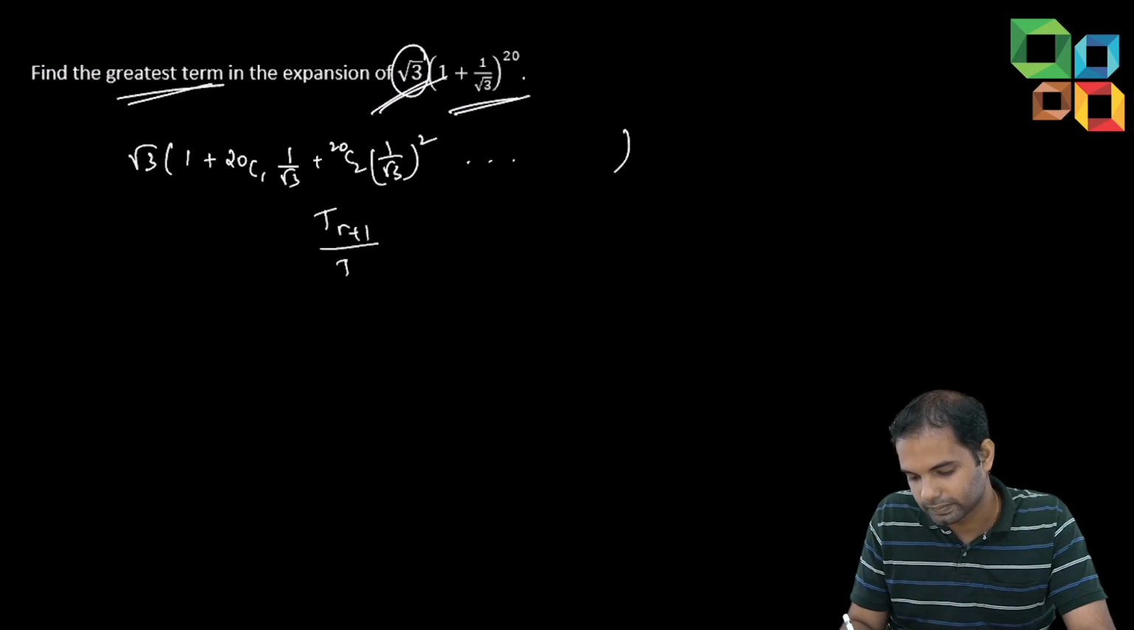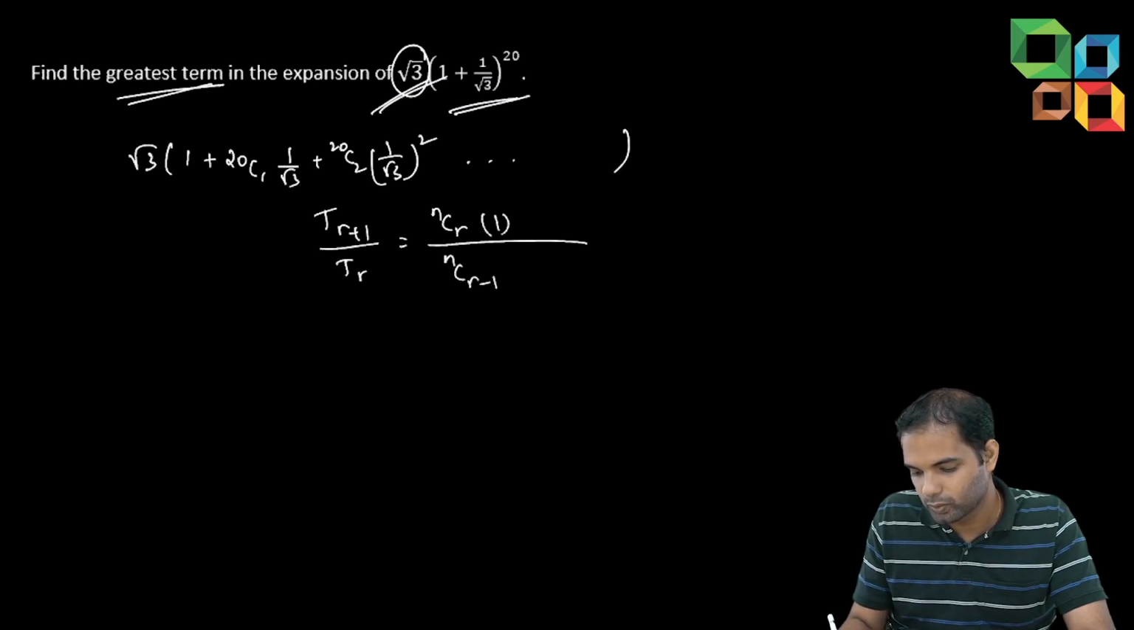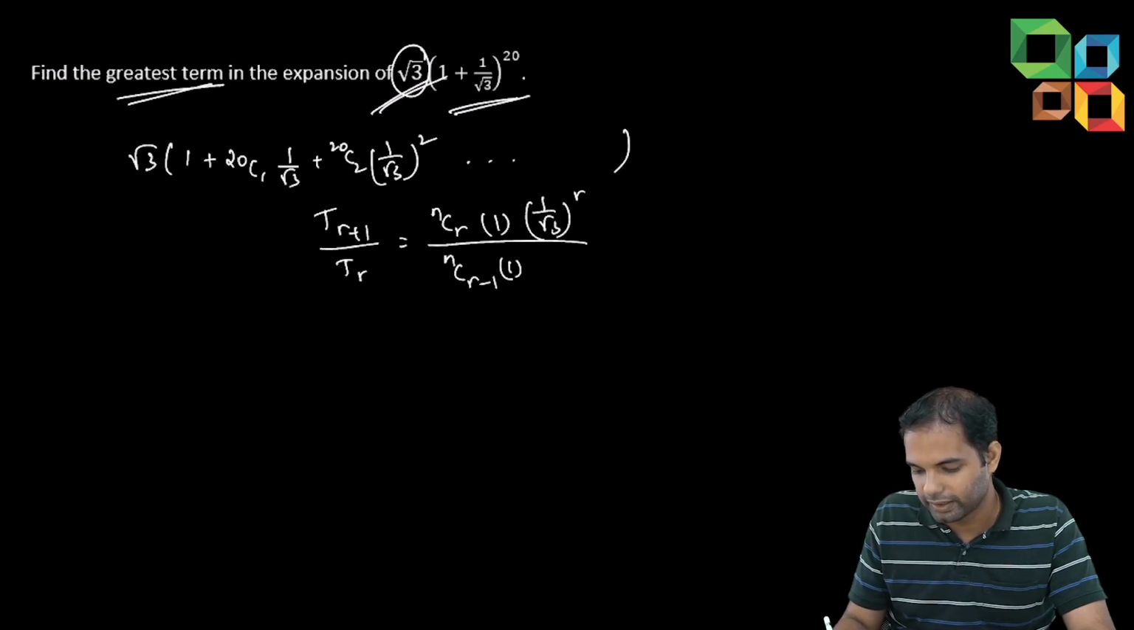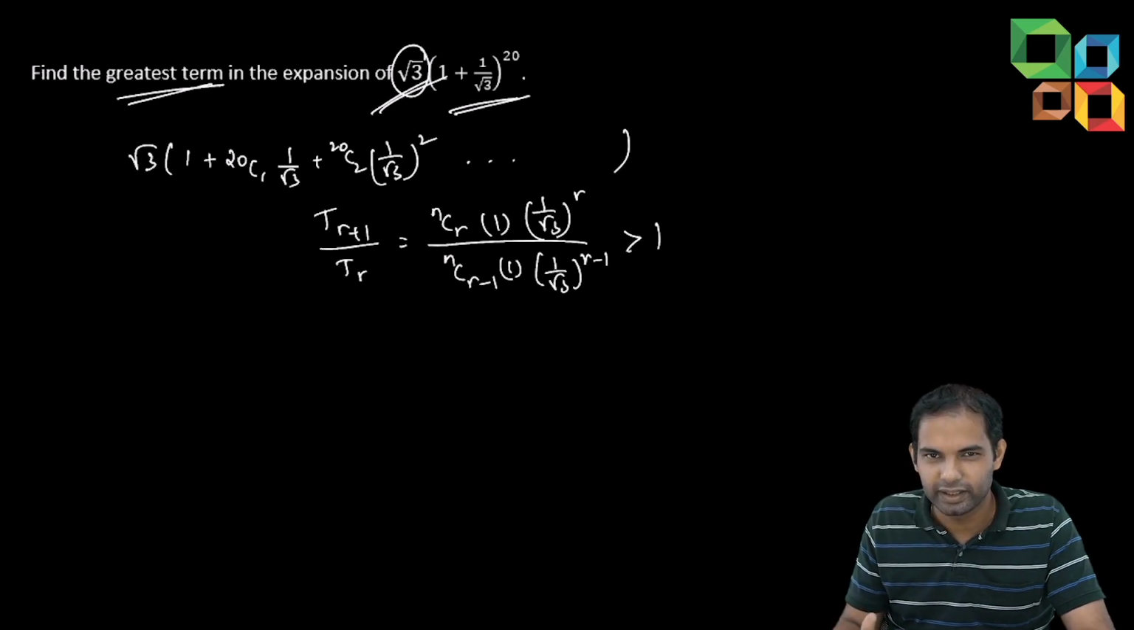Just to show how a theorem or a method works, we'll take T r plus 1 by T r for this expansion. So what is this? nCr by nC(r minus 1). Now, first term is 1, so it doesn't matter now. Second term is b power r. b is what? (1 by root 3) whole power r. Denominator is (1 by root 3) whole power r minus 1. This should be greater than 1. There's no negative sign involved anyways.